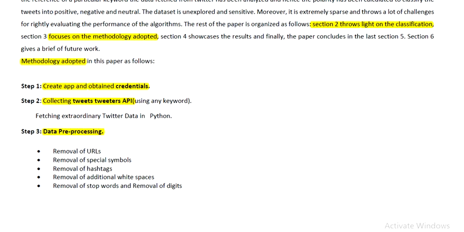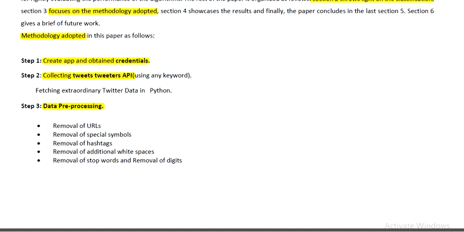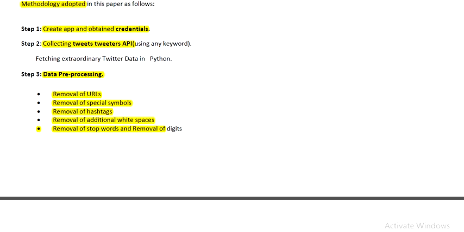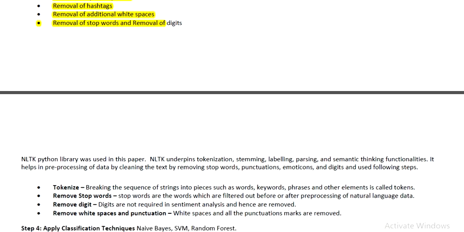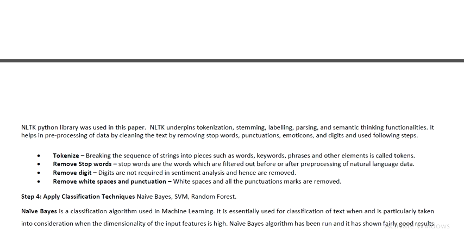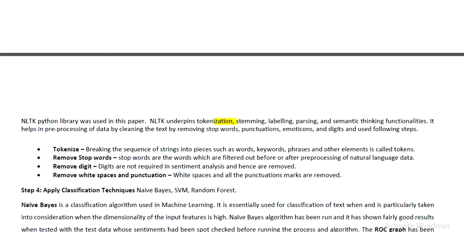In step 3, they did the data pre-processing, where they removed URLs, special symbols, hashtags, additional white spaces, stop words, and digits. Now, the NLTK Natural Language Toolkit Python library was used in this paper, where NLTK underpins tokenization, stemming, labeling, parsing, and semantic reasoning functionalities. It helps in pre-processing of data by cleaning the text, by removing stop words, punctuation, emotion, and digits, useful steps like in the previous papers.